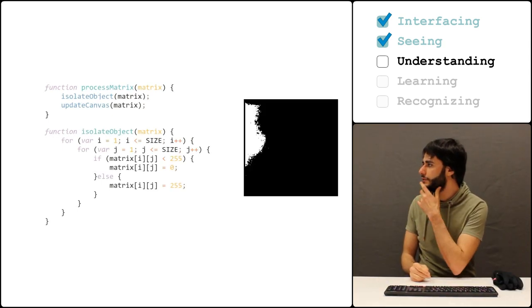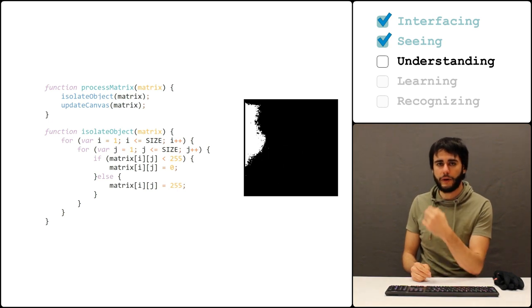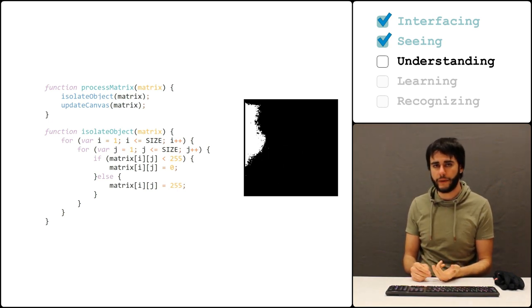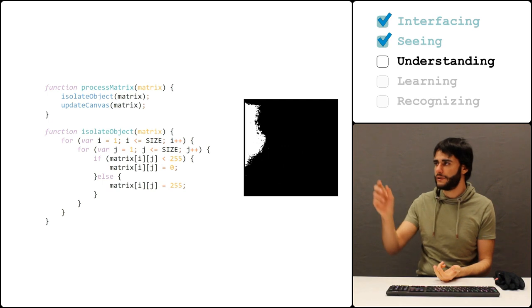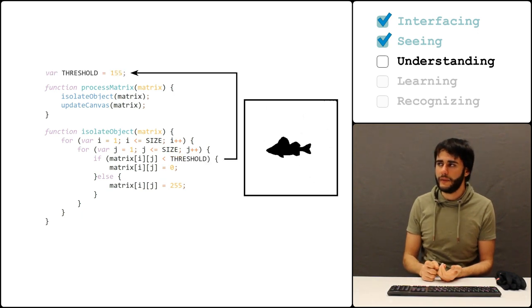What the function is doing is not what we expect now, is it? The problem is the background is not entirely white, and we'll need to use a threshold here instead. This value works for me, but you may need to experiment a little.